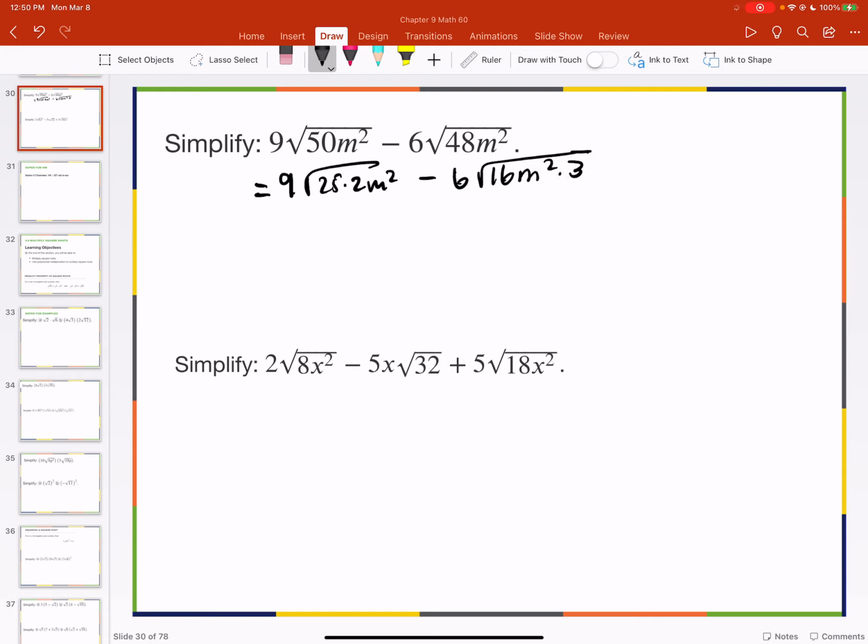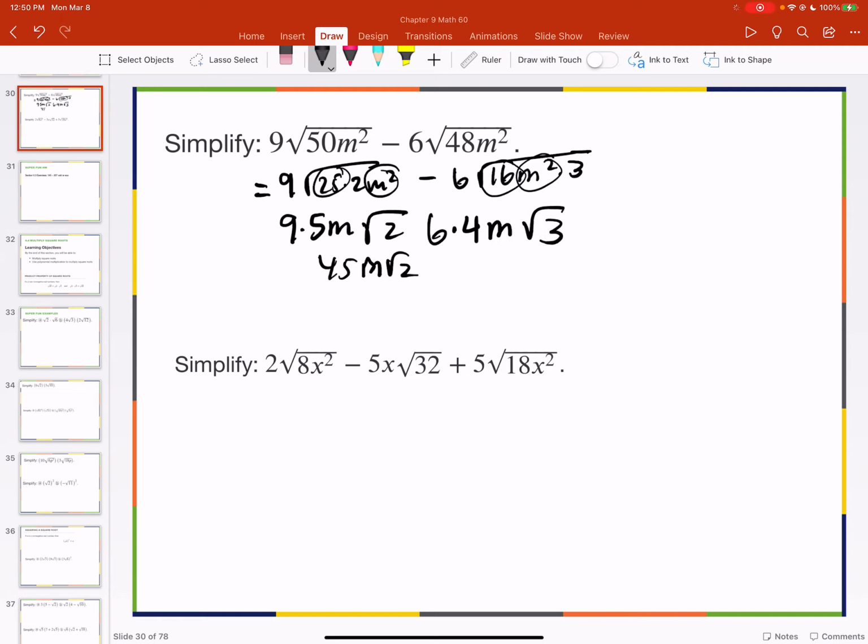I just moved the constants over. So these are the perfect squares here. So 9 times 5m square root of 2 is left. And then here 6 times 4m square root of 3. So then you have 45m square root of 2 minus 24m square root of 3. And then your final answer is 45 minus 24.